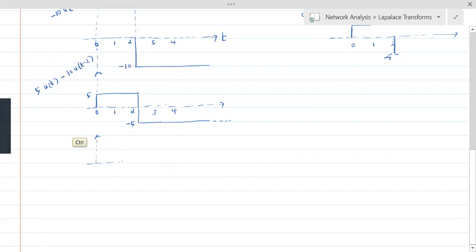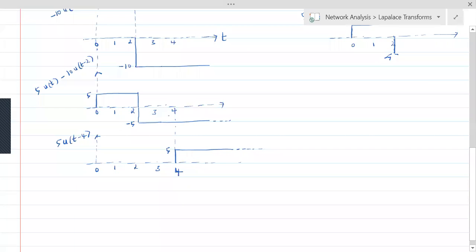I need a signal which is 5 from 4 onwards. So what is this signal called? 1, 2, 3. Can you name this signal? Anybody would like to go for that? What is this signal? 5 u of t minus 4. Very good. It's 5u of t minus 4 because it is starting at 4.